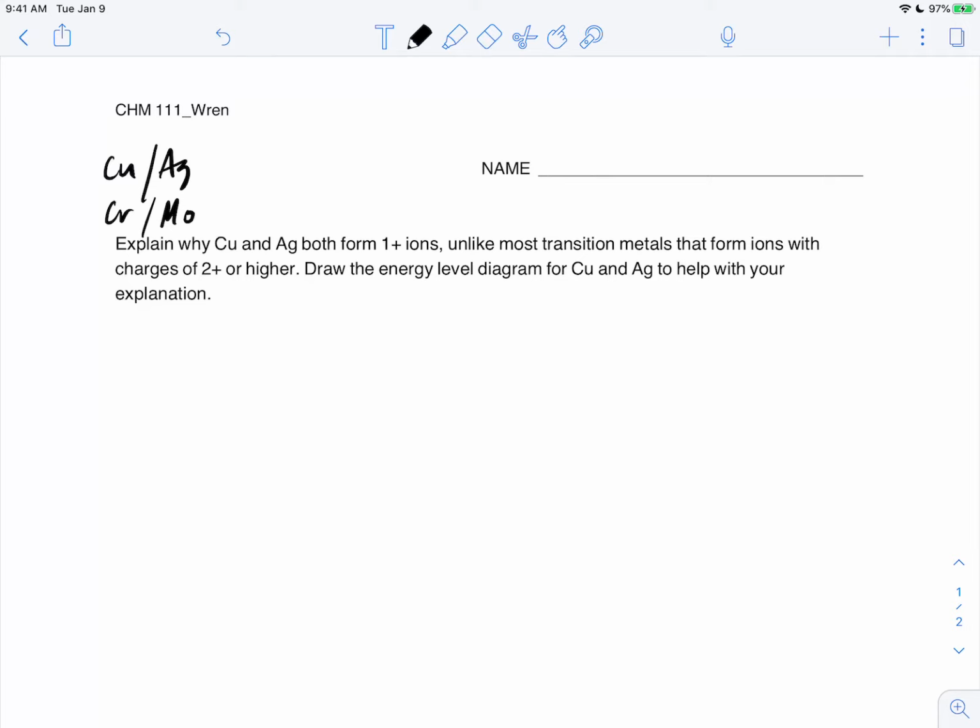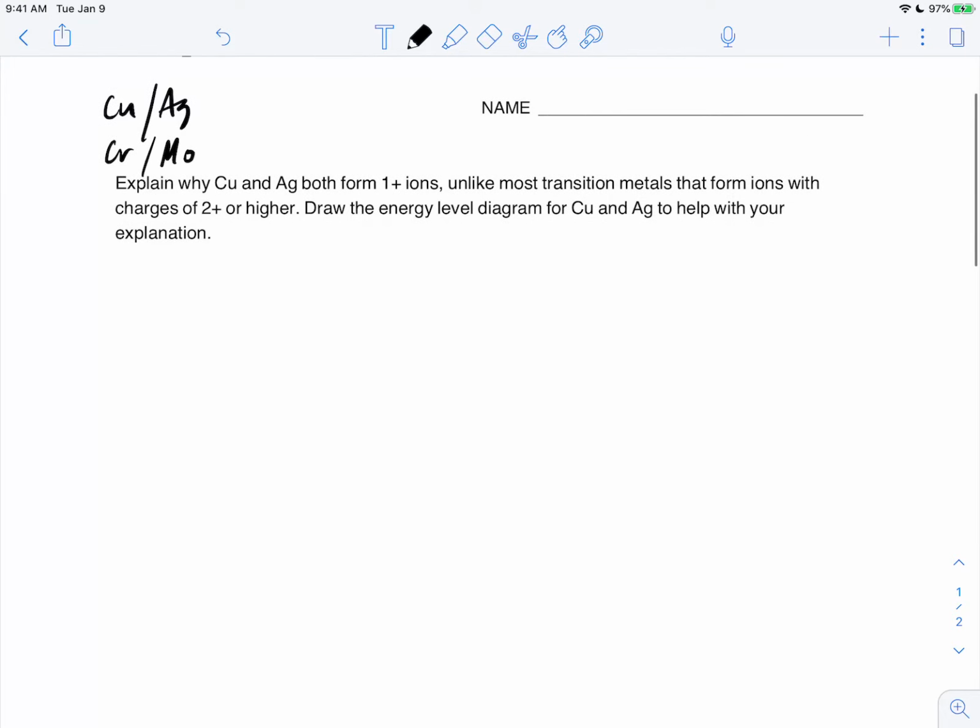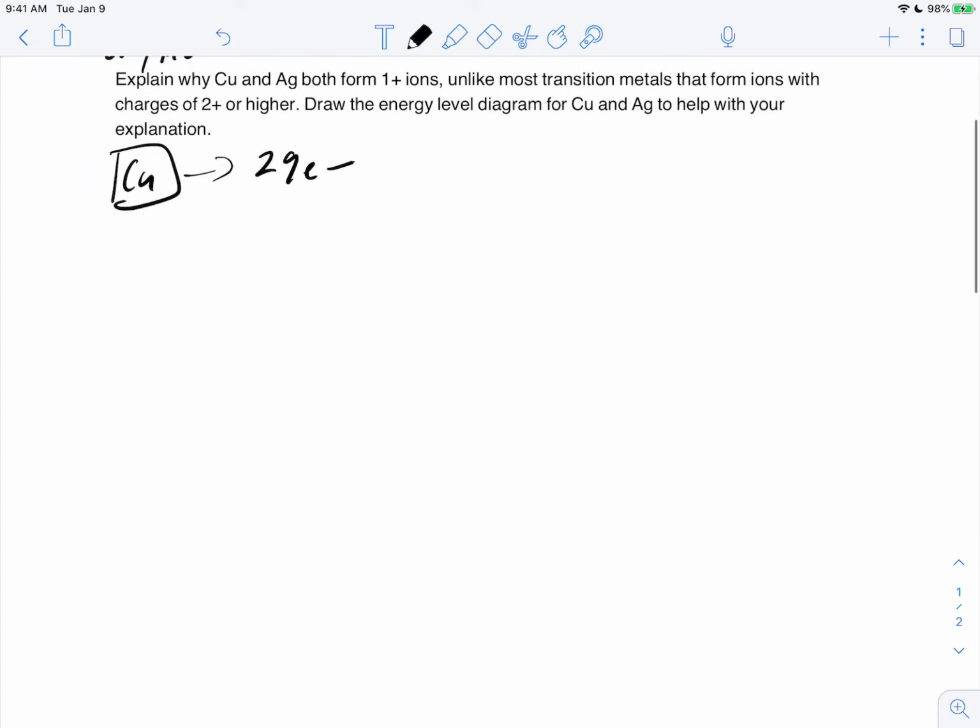What we're going to do is answer the question that was specifically asked. I made a statement that most transition metals have a +2 ion, but there are some that are more likely to be +1, and the question is why. So we're going to do copper, and everything applies for silver. Looking at the periodic table, copper has atomic number 29, so that's 29 electrons.